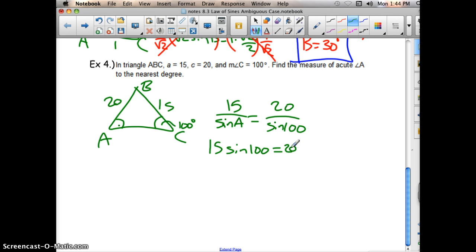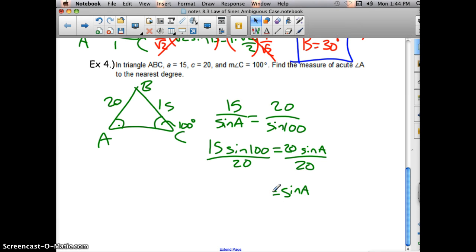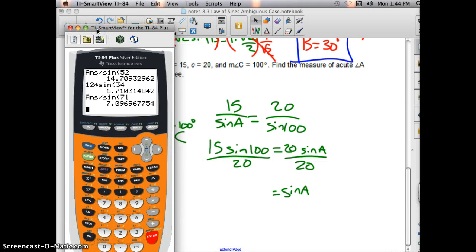I really don't know how to do that without my calculator or trig tables, which we don't have. What I'm doing here is simplifying this as much as I possibly can to get sine A, so that I can just round it off at once. There we go. Now I'm going to need my calculator for the next part.